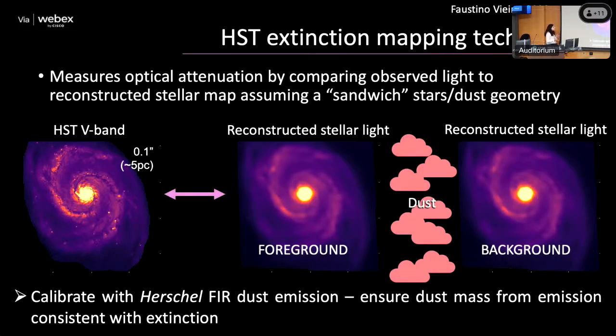So we assume that the dust is sitting close to the midplane of the galaxy, and then you have a foreground layer of stars and a background layer of stars. Comparing these two essentially allows you to get how much dust is causing the observed extinction, and then from that you can translate that into gas surface densities. We calibrate this using Herschel far-infrared dust emission at lower resolution, to ensure that the dust masses we're getting from the extinction technique are consistent with the emission.